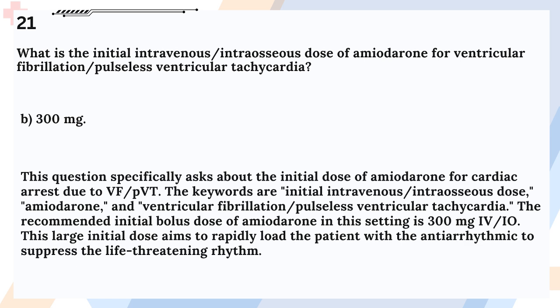Answer: B. 300 mg. This question specifically asks about the initial dose of amiodarone for cardiac arrest due to VF/pVT. The keywords are initial intravenous/intraosseous dose, amiodarone, and ventricular fibrillation/pulseless ventricular tachycardia. The recommended initial bolus dose of amiodarone in this setting is 300 mg IV/IO. This large initial dose aims to rapidly load the patient with the antiarrhythmic to suppress the life-threatening rhythm.